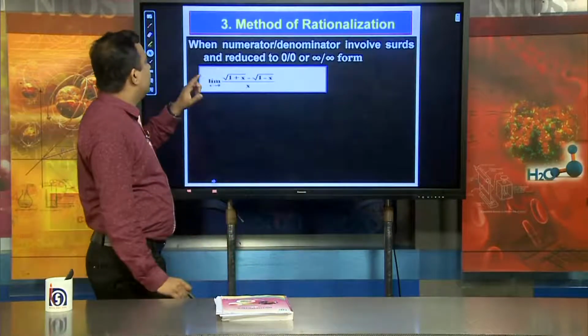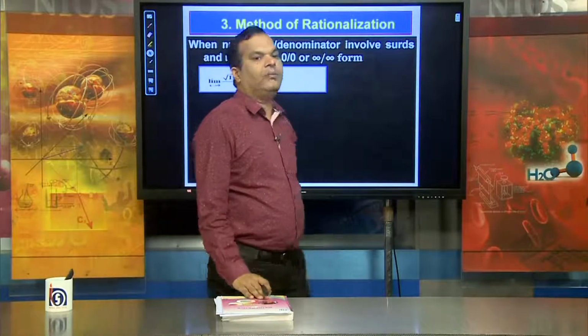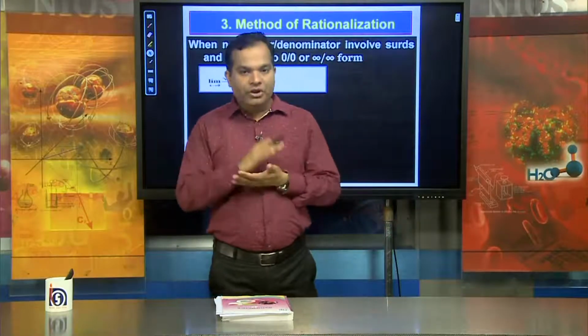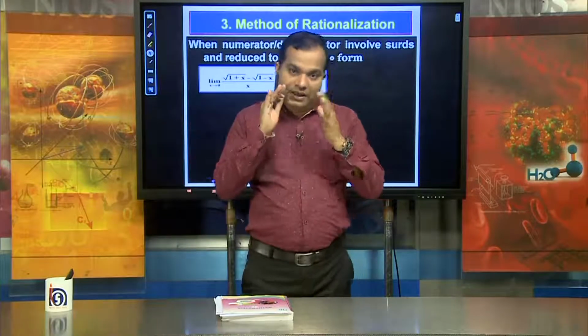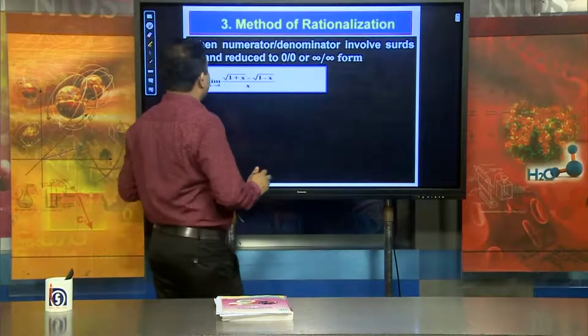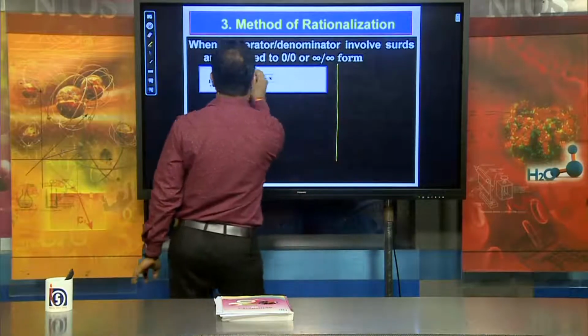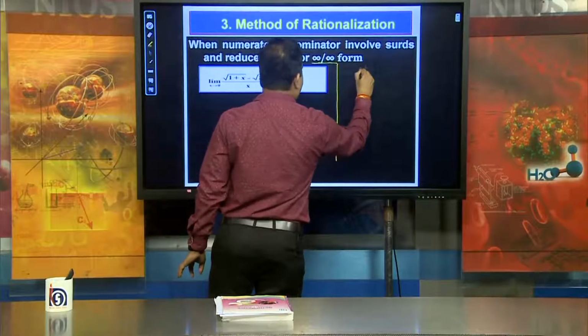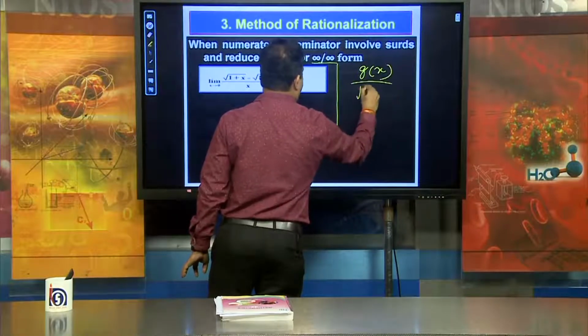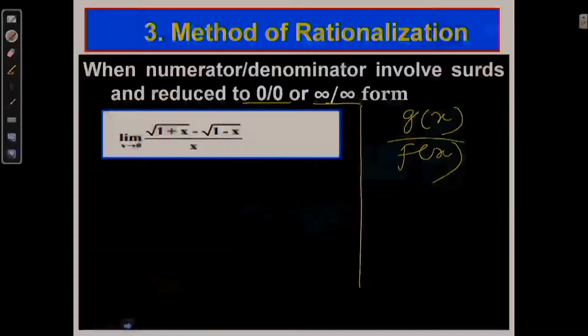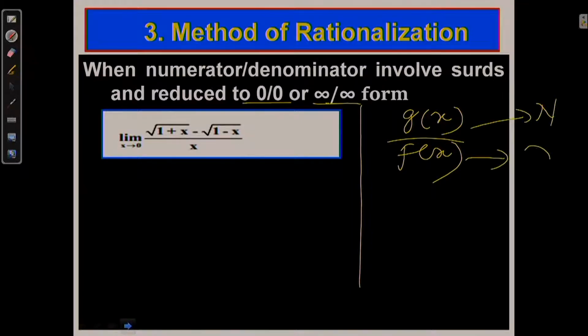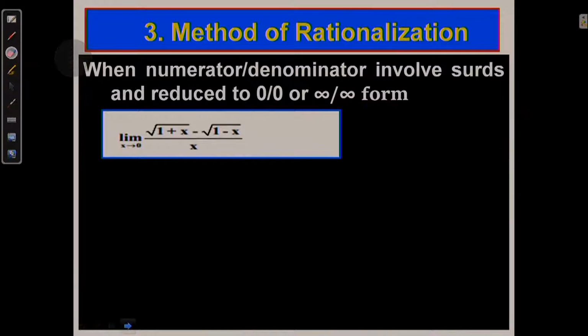When talking about rationalization, we all know what rationalization is. Rationalization means rationalizing the denominator, but in this situation the function must be reduced to 0 by 0 or infinity by infinity form, and the function must be of the form g of x by f of x. It should come to this form, because what do we rationalize? The denominator. We know this is the numerator, this is the denominator, and we have to rationalize the denominator. That's why this method is very prominently known as the method of rationalization.